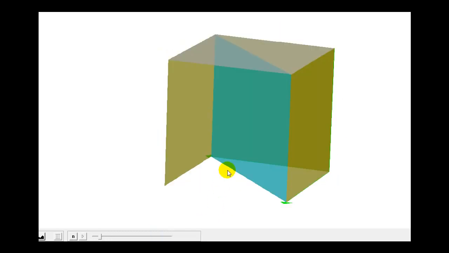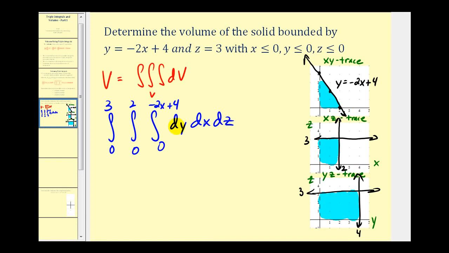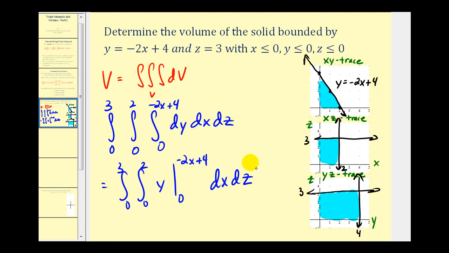So let's go ahead and determine this volume. We'll first integrate with respect to y. Now we'll evaluate this at the limits of integration. So we'll have negative 2x plus 4 minus 0. And now we'll go ahead and integrate with respect to x. We'll go ahead and do that on the next slide.